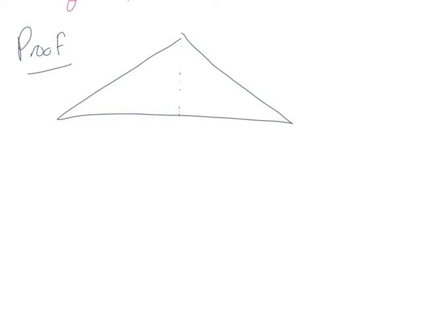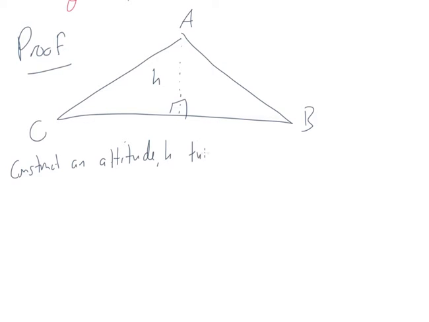I'm going to start with the triangle, and I'm going to draw myself an altitude in there. I'm going to call that C, that'll be A, that will be B today, H. So I'm going to construct an altitude, H through A. Okay, so my altitude, H going through point A in there.